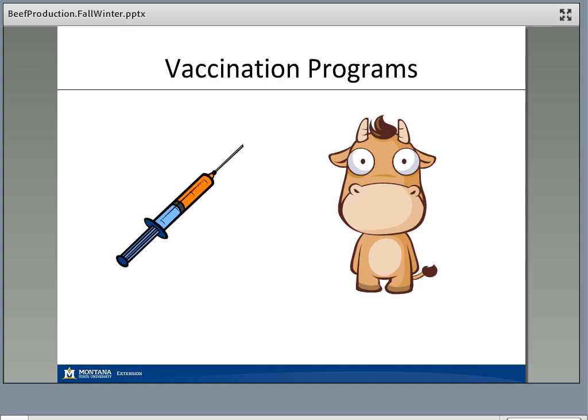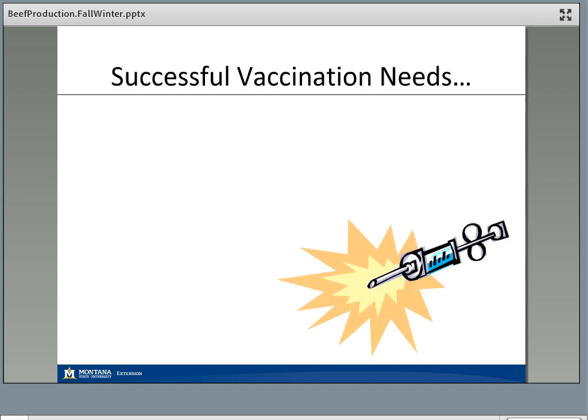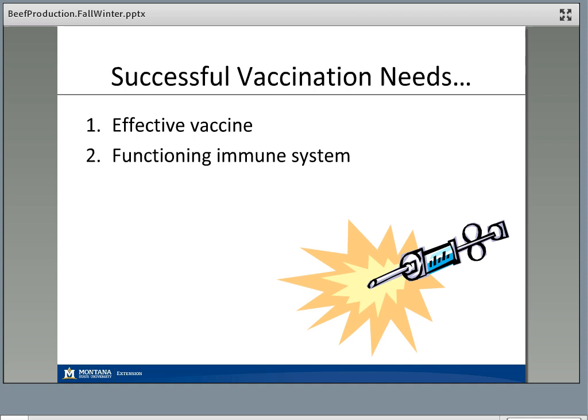So in general, when we think about vaccination, it's important to have, 1, a vaccine that's effective, 2, a functioning immune system, so the calf has to have the ability to respond. Their immune system has to respond to the vaccine. And finally, it's important for us to give the vaccine before the animal actually comes in contact or is exposed to the disease.